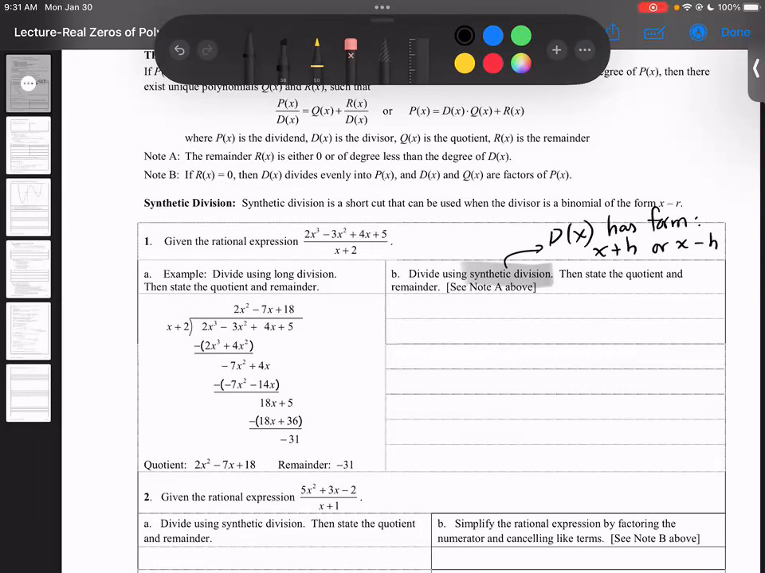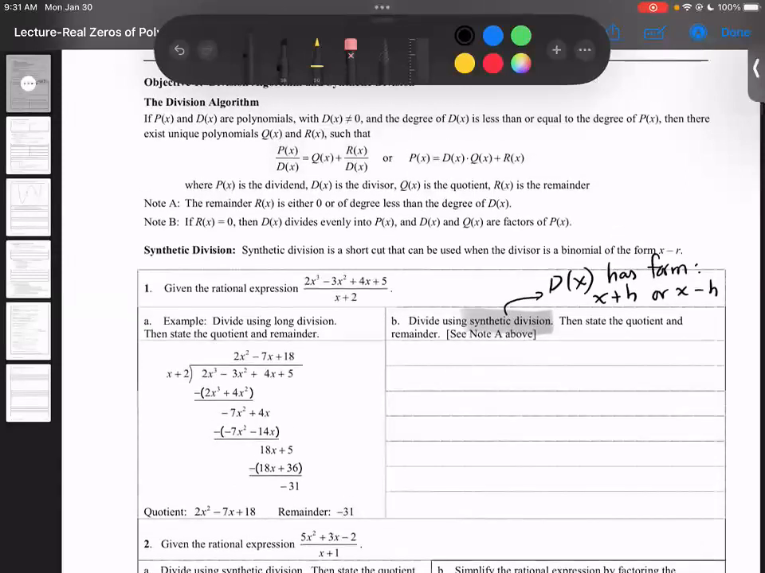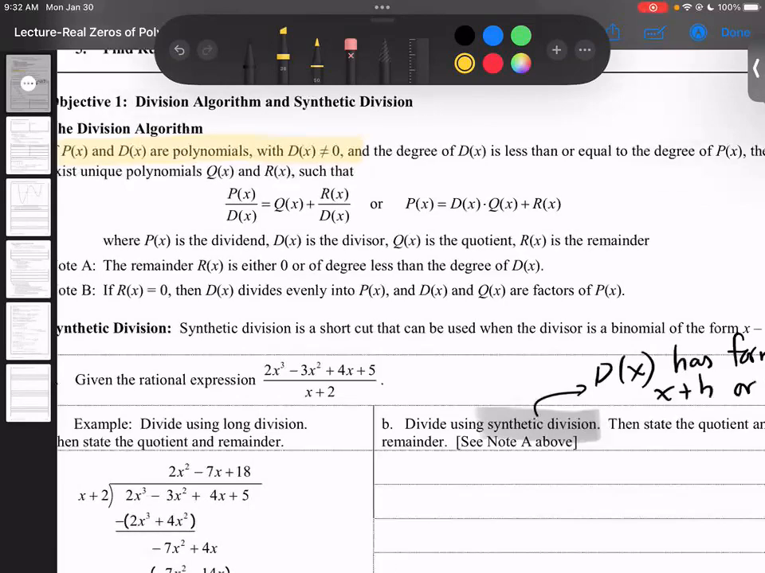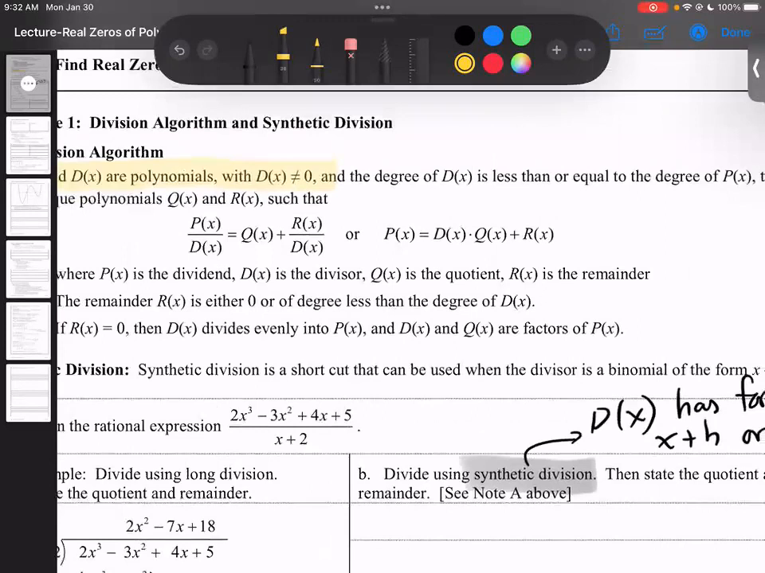Another way to simplify your rational expression, when I say rational expression, I mean p of x over d of x, where your p of x and d of x are polynomials. Of course, d of x cannot be 0, otherwise you run into an undefined problem, right? The degree of the divisor, big D of x, is less than or equal to the degree of the numerator, p of x. It has to, otherwise you won't be able to perform synthetic or long division.